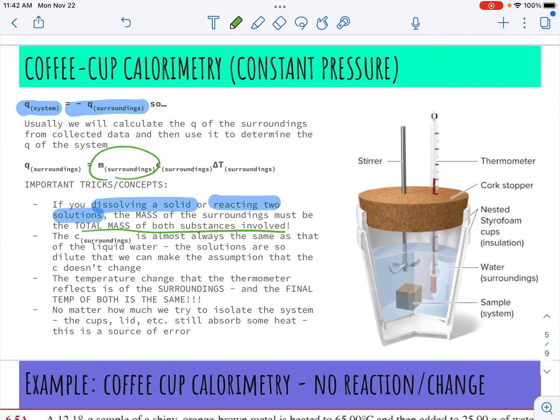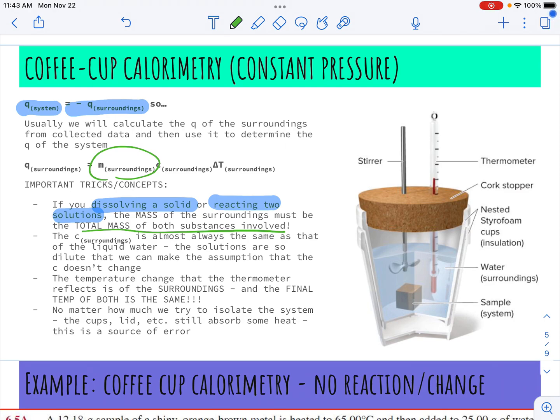So 105 grams would be used as the mass of our surroundings. This is because as soon as it's dissolved, the mass that has to have the temperature change occur to it is the mass of both together. This is definitely a stumbling block. You will definitely encounter this, and it will be something that you will be required to think about. So just always think about that.